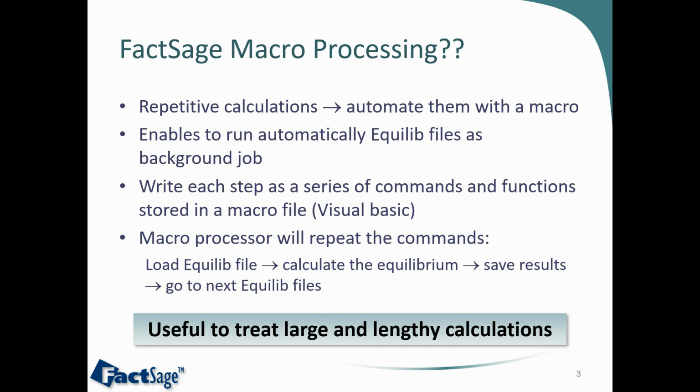The macroprocessor then interprets each command in that macro file and will typically load an existing equilibrium file, make changes in the reactants and conditions, calculate the equilibrium, save the result in stream or print out in Excel, and go to the next equilibrium file, and so on and so on. So macroprocessing is extremely useful to treat large and lengthy calculations that would otherwise be time-consuming and prone to errors if you're doing it manually.